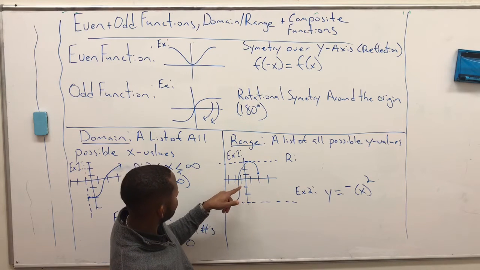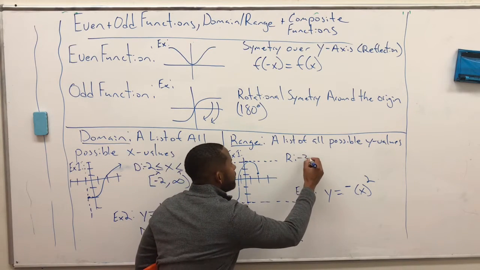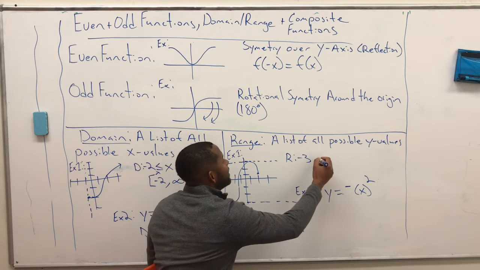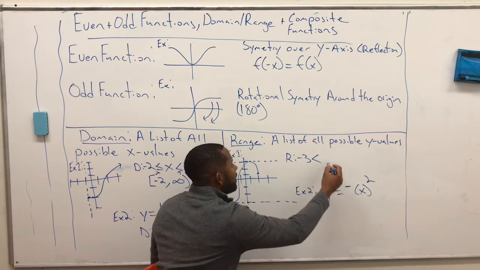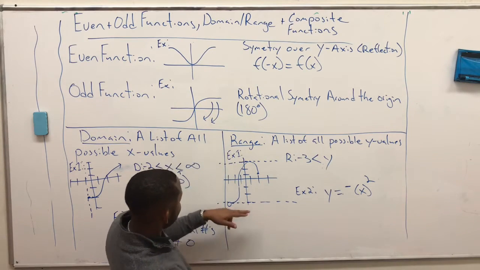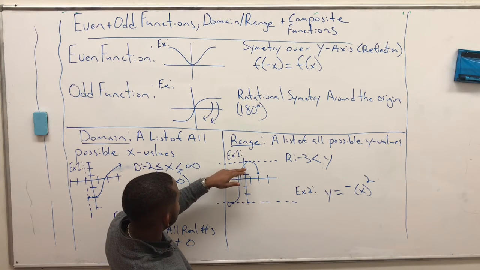This is an open dot at -1, 2, 3. So this is -3. It's an open dot, meaning it's not included, so it looks like that. We're on the y-axis. I'm up here at +1, 2, 3.